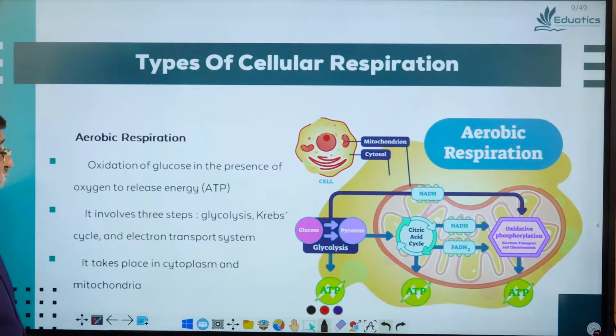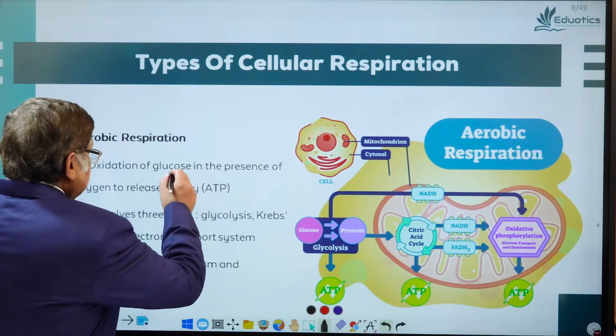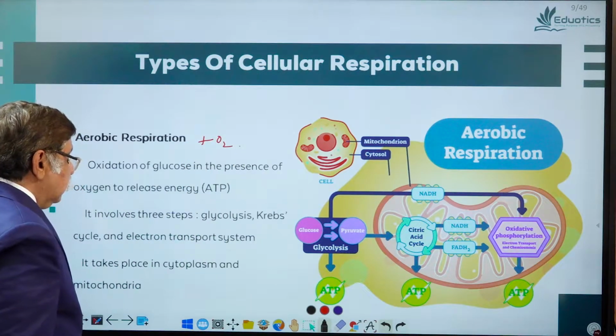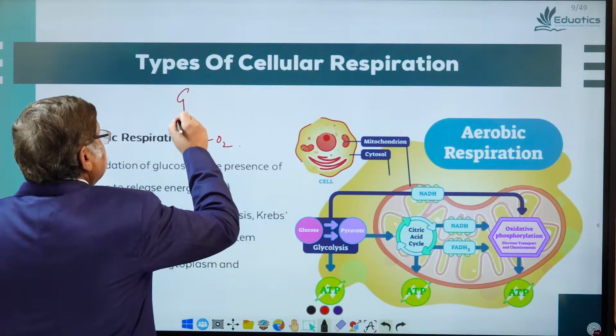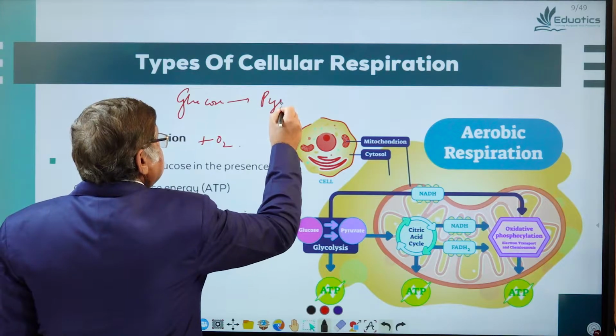Aerobic respiration, I already said, will require oxygen. Now, whether it is aerobic respiration or anaerobic respiration, glucose is first converted into pyruvic acid.